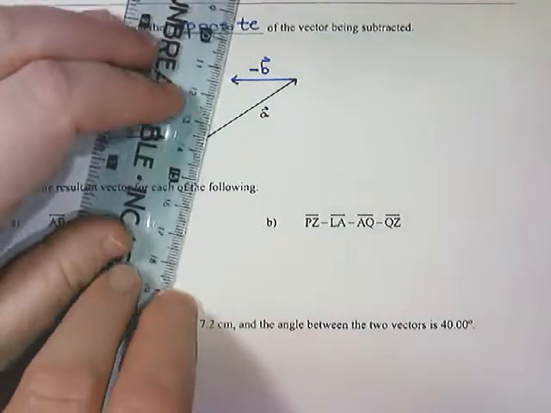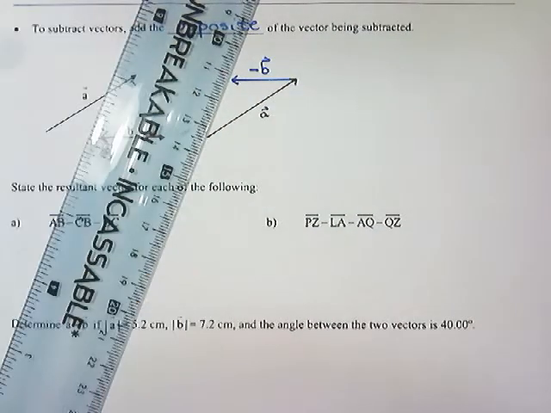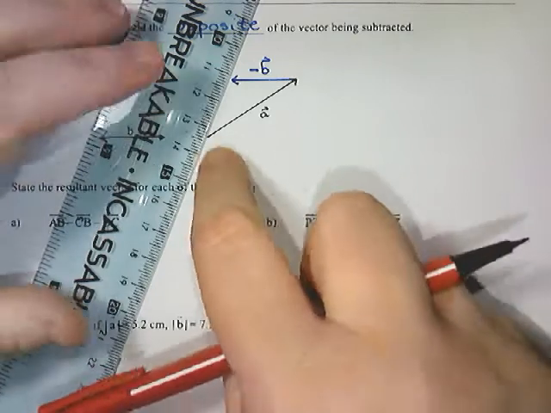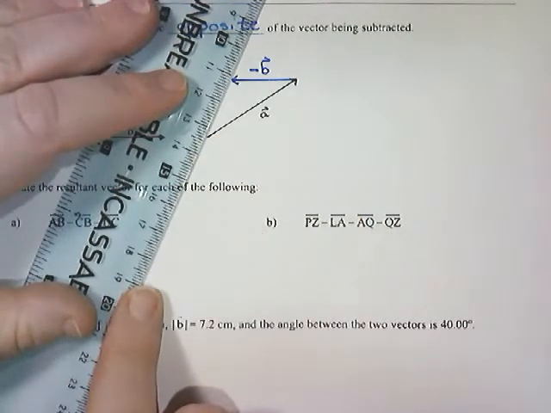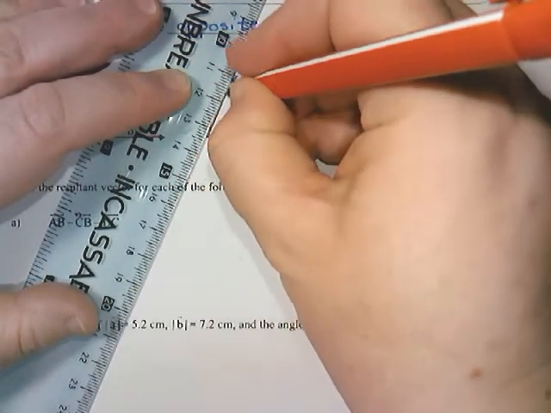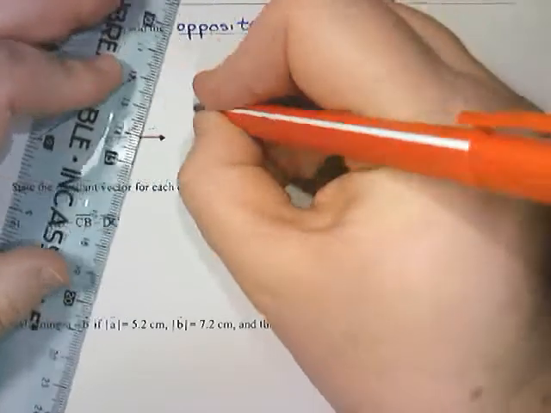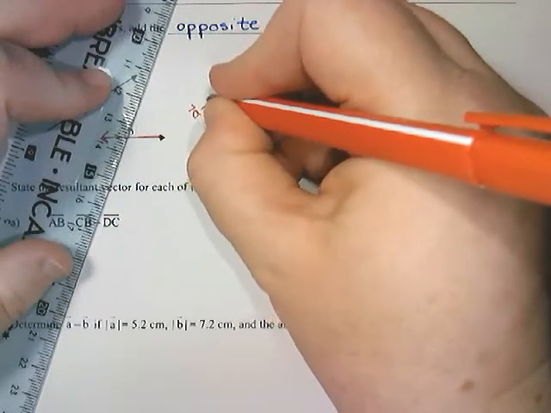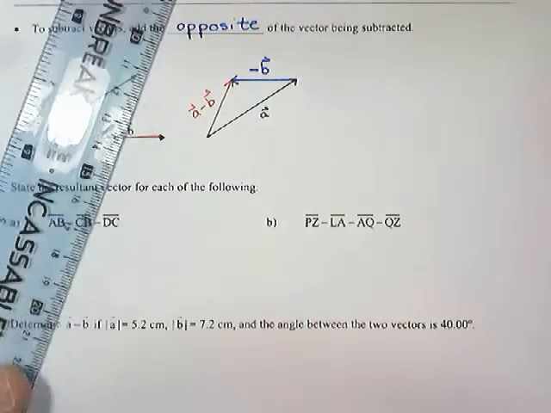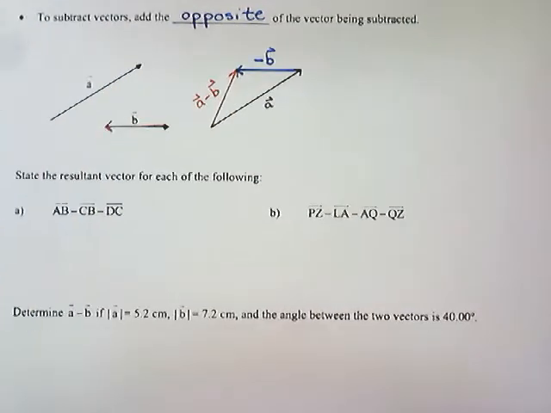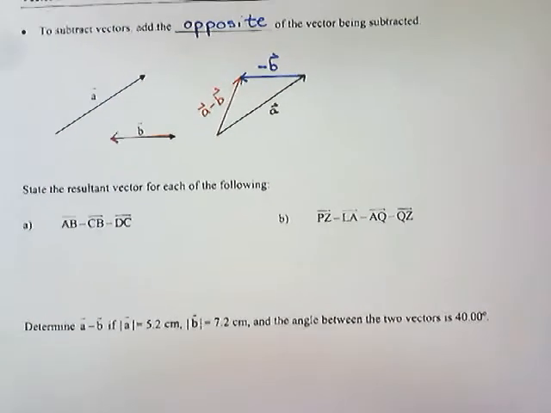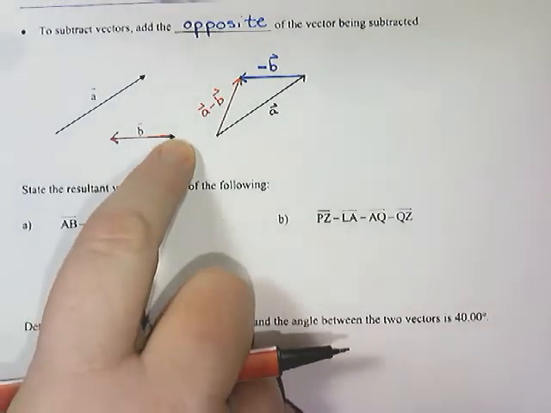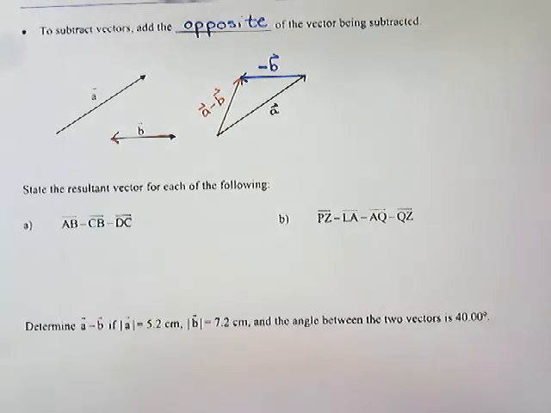And then my resultant, A minus B, is going to be from the tail of the first vector to the head of the last vector. So this is A minus B. You have to be careful and remember to change the direction in order to be able to do this. All we do is take the vector and face it the other way.